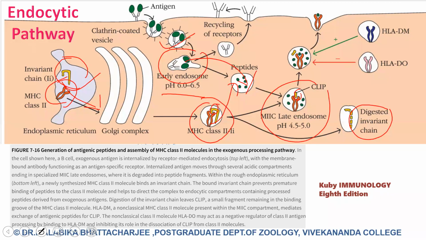Now what happens? This MHC class 2 fuses with the vesicle containing the peptide. There is a category of non-classical MHC molecule known as HLA-DM. This HLA-DM is present in the MHC class 2 containing compartments. It is with their help that the CLIP is removed and the antigen is loaded into the groove, and the class 2 molecules then present the antigen to the surface of the cells.